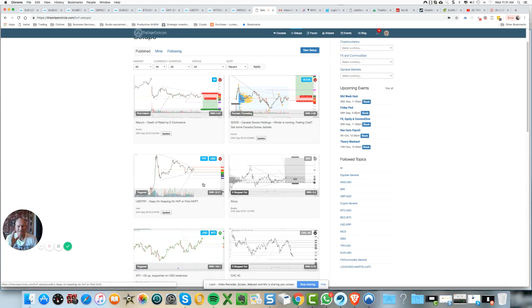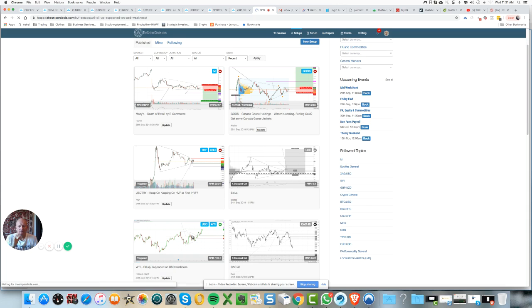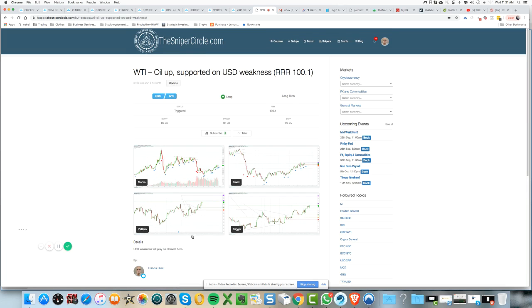Western Texas is a heavier oil and takes more refining, so that's why it sells for less than clean Brent.